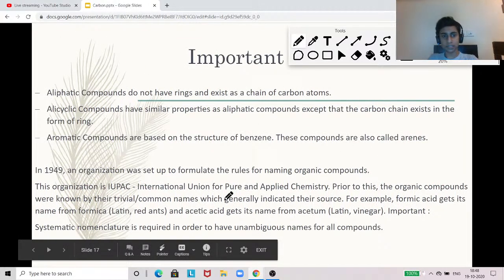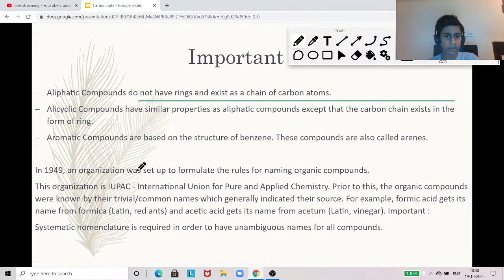So we discussed these things. Now, we named it, but do we have a systematic way of naming all organic compounds, or is it just some common name we have to follow? We do have a systematic name. In 1949, an organization was set up to formulate the rules for naming organic compounds. The organization is IUPAC, the International Union for Pure and Applied Chemistry.